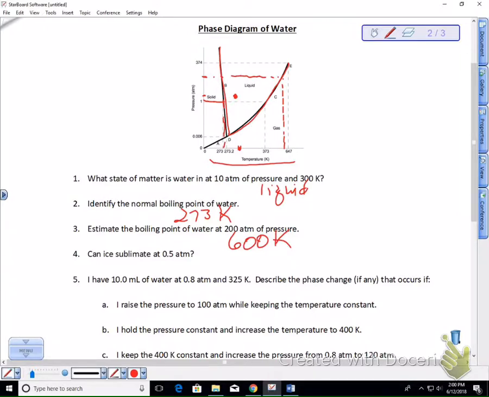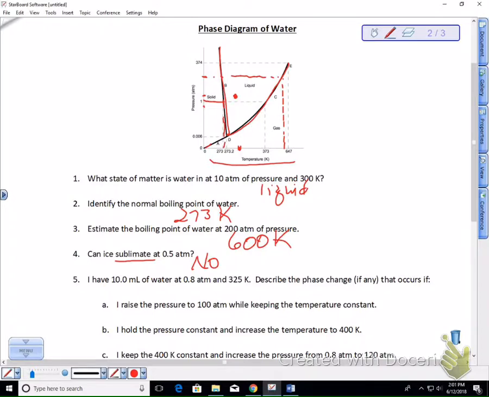Can ice sublimate at 0.5 atmospheres? So sublimation, we have to cross this line right here between triple point and 0. So if we're at 0.5 atmospheres, that means we are all the way up here. So is it even possible to cross that line? And the answer is no.